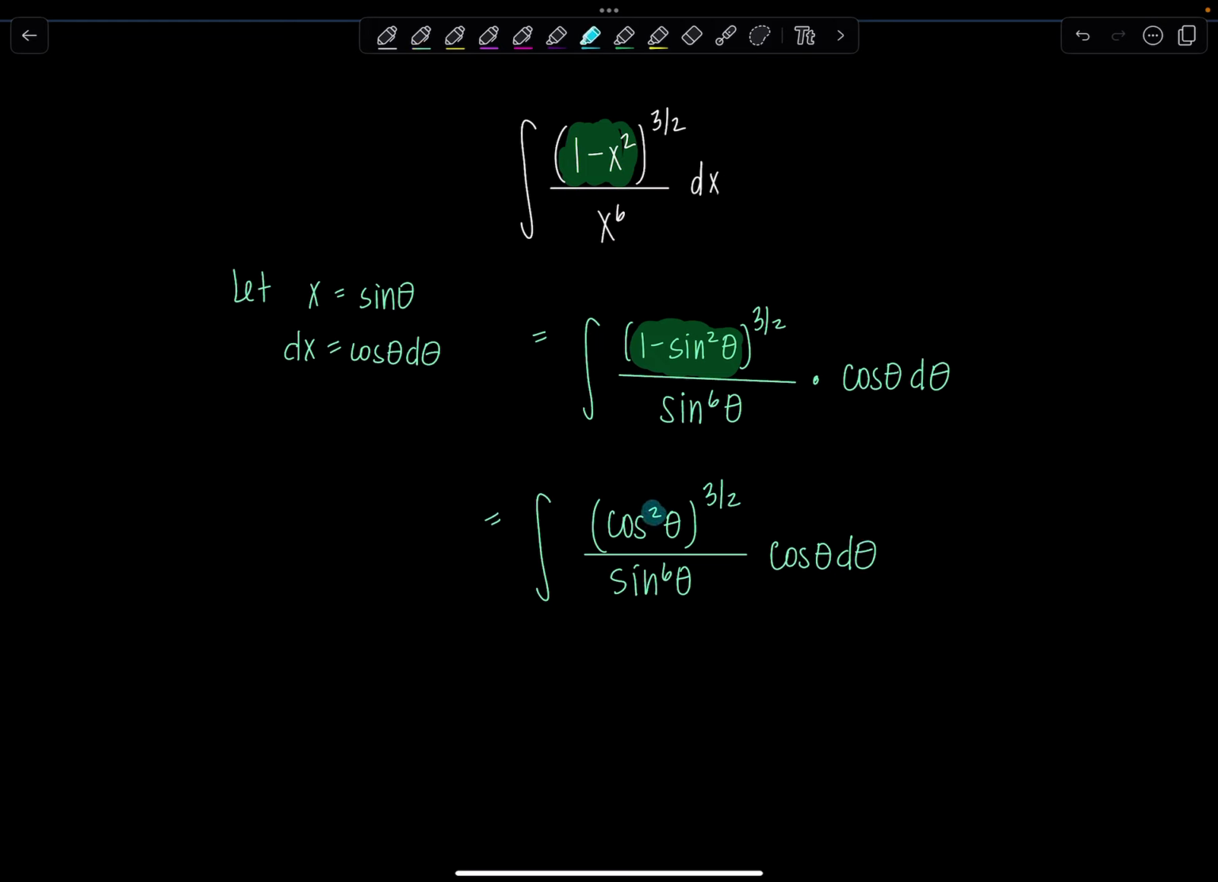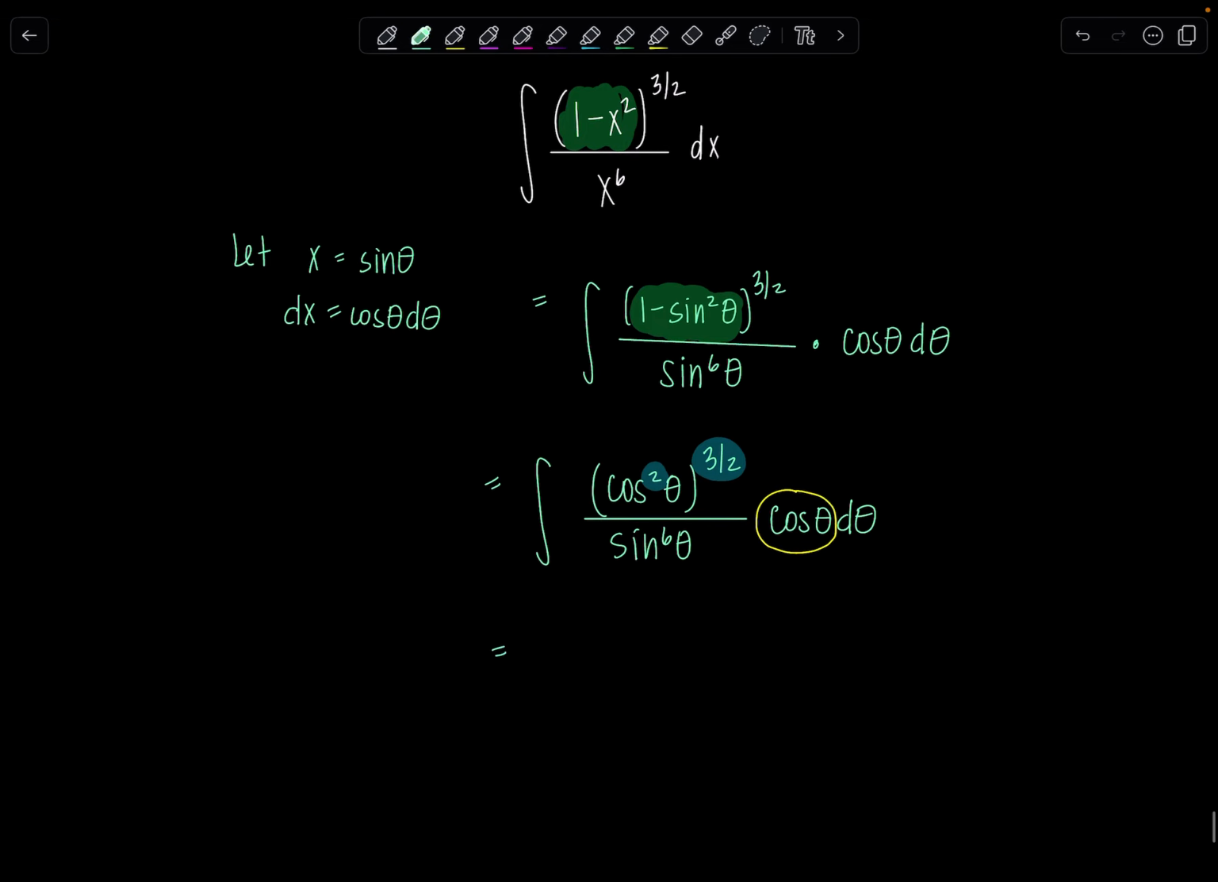So I have cosine squared raised to the 3/2. You multiply those exponents and I'll be left with cosine cubed theta in the numerator. But then there's one more cosine theta. So altogether we have 4 in the numerator, cosine to the 4th theta over sine to the 6th theta d theta. Okay, from here, what should we do?